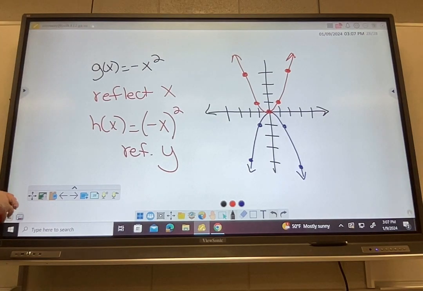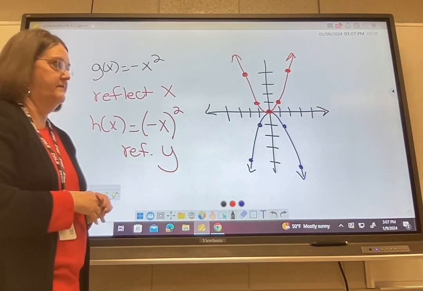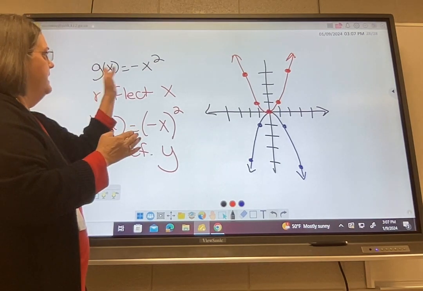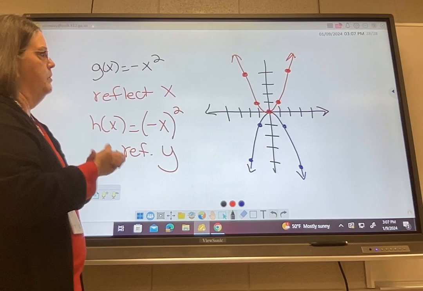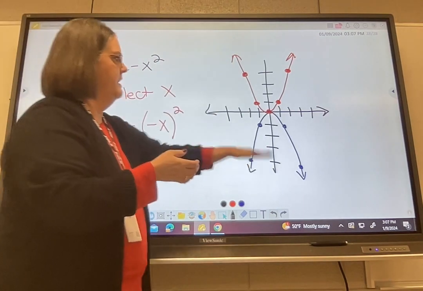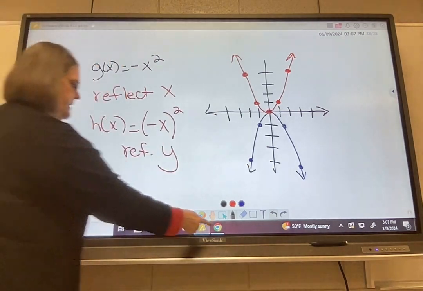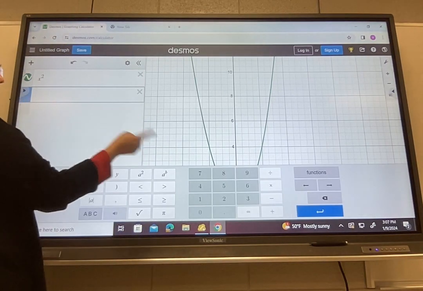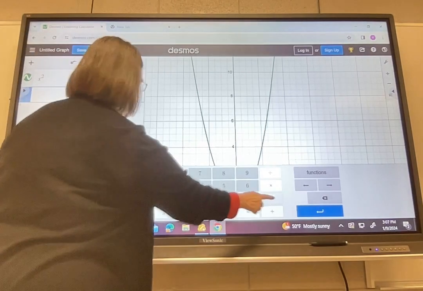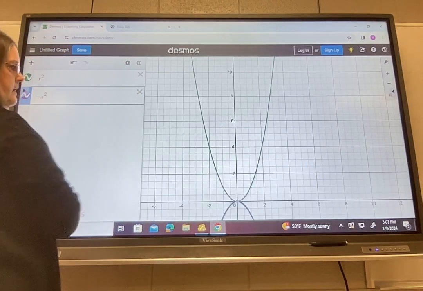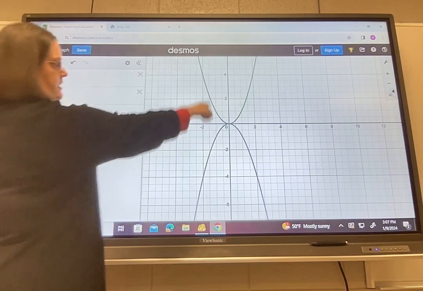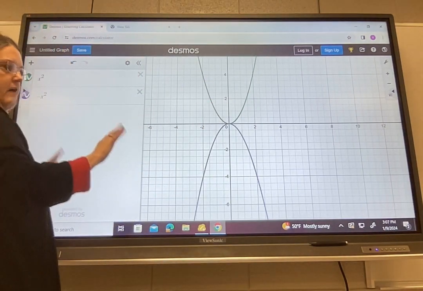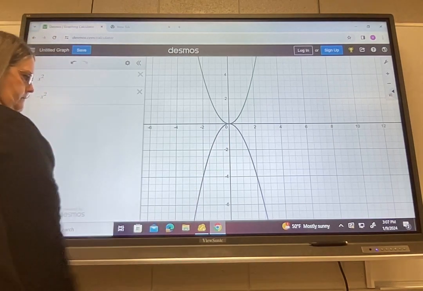This here, I for some reason left this slide out of my notes, and I have no idea why. But g of x is equal to negative x squared will reflect over the x. Let me show you on Desmos again. There's x squared, the original one, and now we're going to put negative x squared and see how it reflected it. There's the parent in green, and it just reflected it over x. It's the exact same graph flipped upside down.